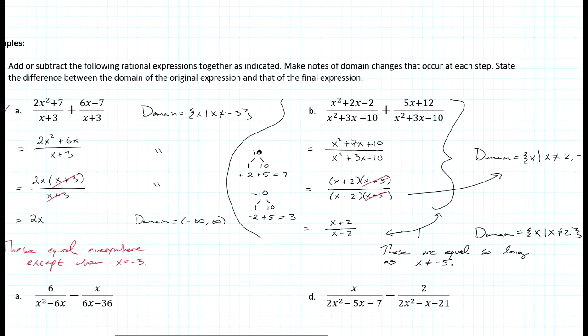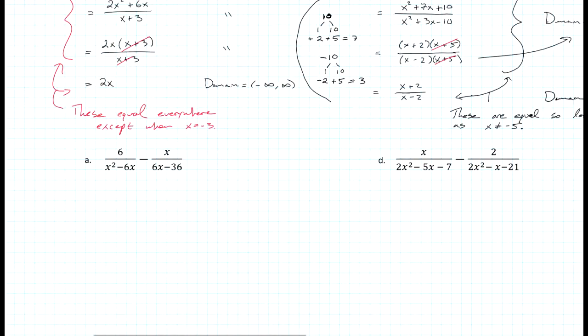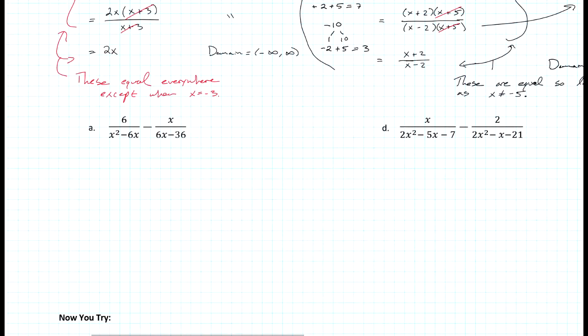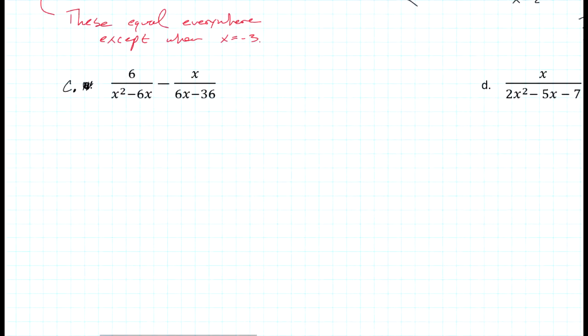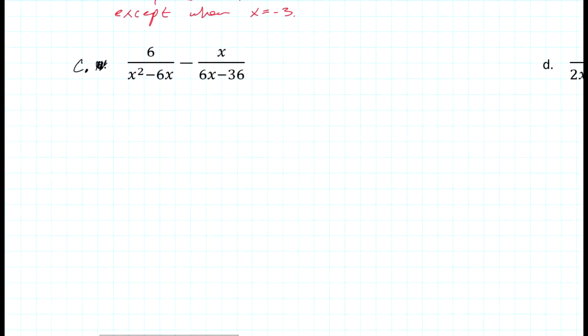All right, let's keep on going here. We finally get to a problem. This is C. Software does not like doing the numbering the way that I do. Part C here, we have 6 over x squared minus 6x minus x over 6x minus 36.